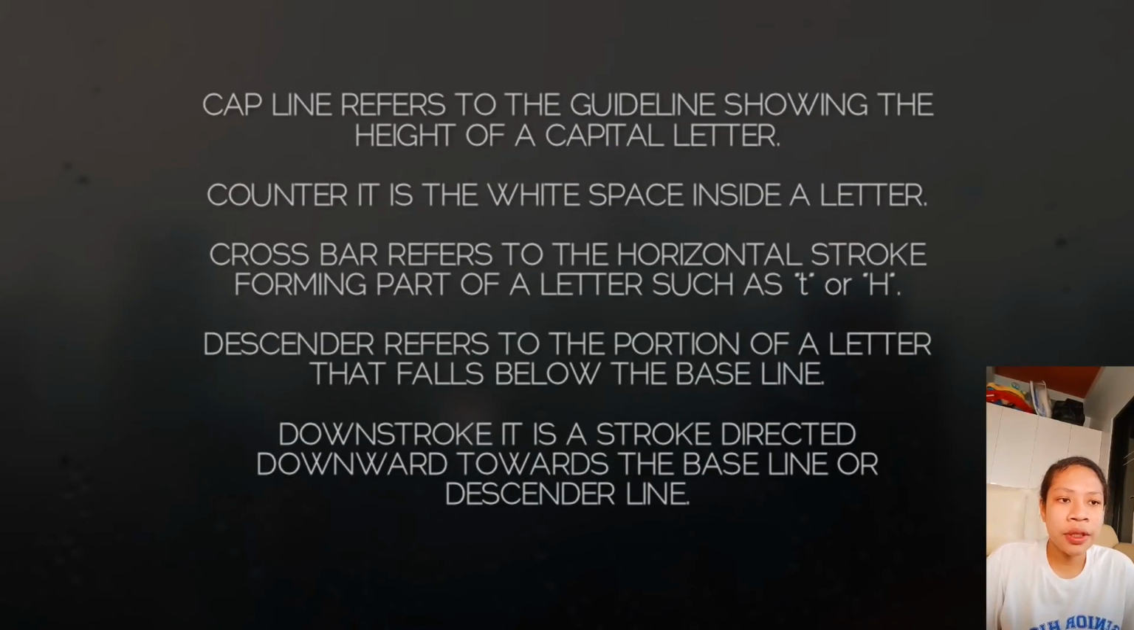Cap line refers to the guideline showing the height of a capital letter. Counter, it is the white space inside a letter. Crossbar refers to the horizontal stroke forming part of a letter such as T or H. Descender refers to the portion of a letter that falls below the baseline. Downstroke, it is a stroke directed downwards towards the baseline or descender line.